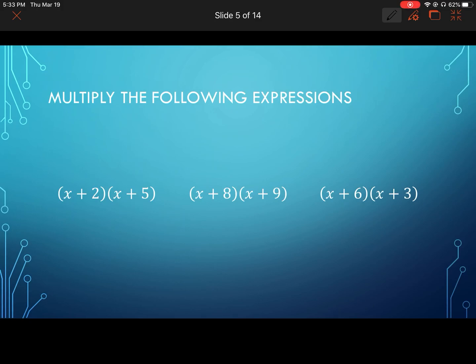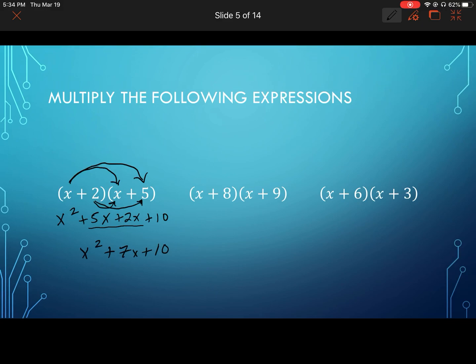Okay, hopefully you paused it long enough to do the problems. If you did it correctly, you should get x times x is x squared, x times 5 is 5x, 2 times x is 2x, and 2 times 5 is 10. Combine these like terms in the middle, and you get x squared plus 7x plus 10.